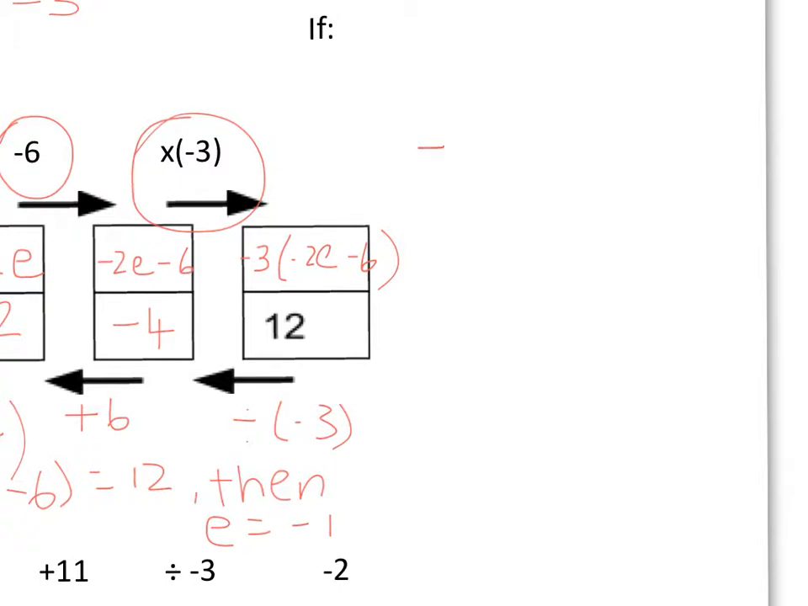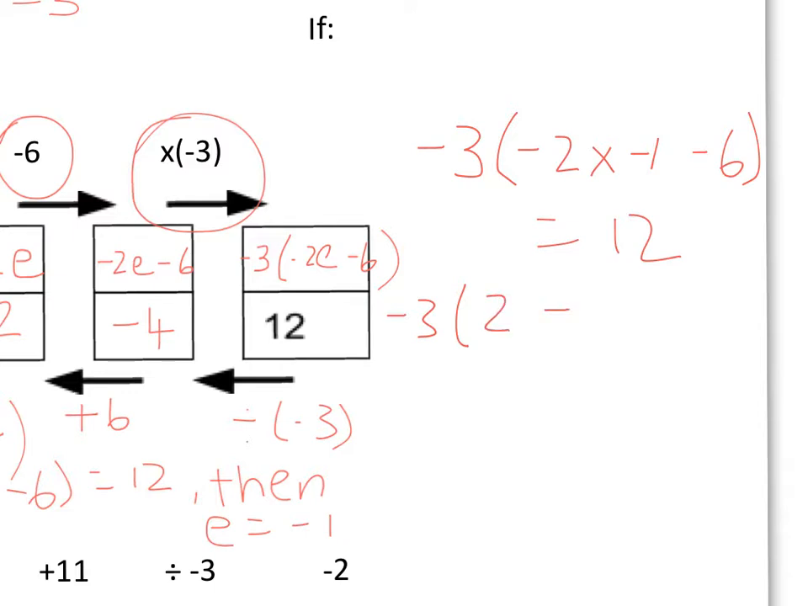So negative 3 times (negative 2 times negative 1 minus 6) equals 12. Now we need to do what's in brackets first. So we'll go negative 3. Now negative 2 times negative 1 is going to be a positive, and it'll be 2 minus 6 equals 12. Now we need to do what's in the brackets first. So negative 3 times, now 2 minus 6 will be negative 4 equals 12.